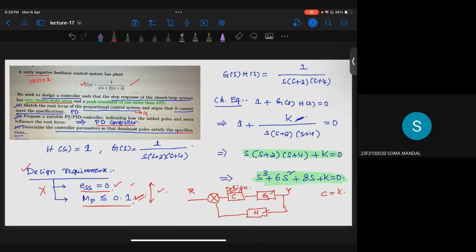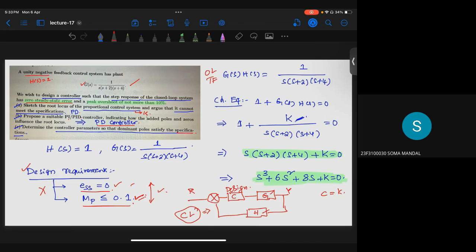So this is our closed loop control system. We know how to calculate its overall transfer function. Here, given H is equal to 1, this is the open loop transfer function.